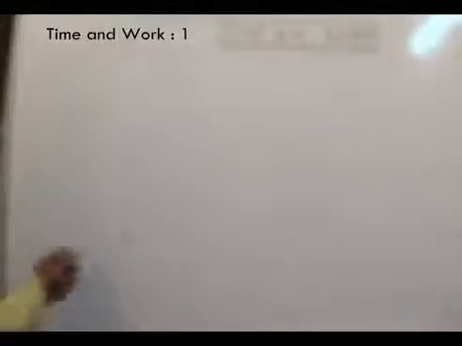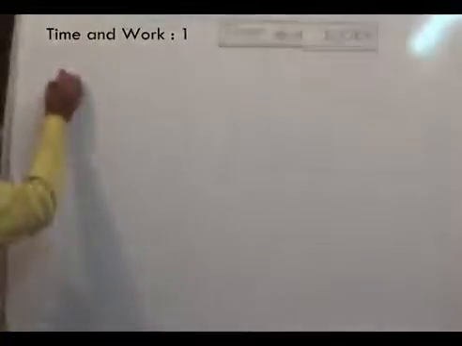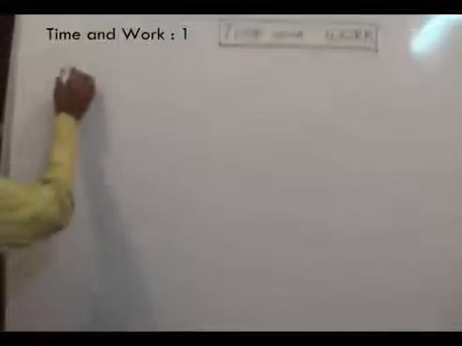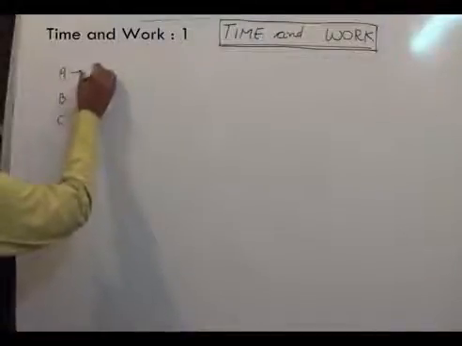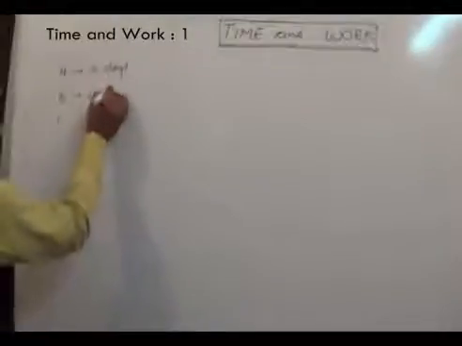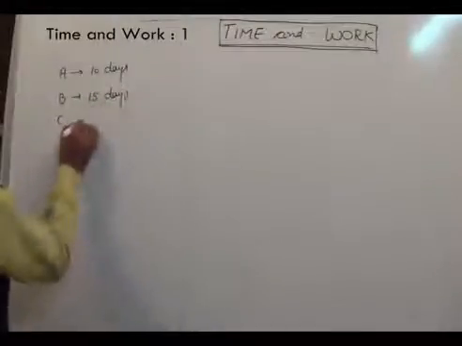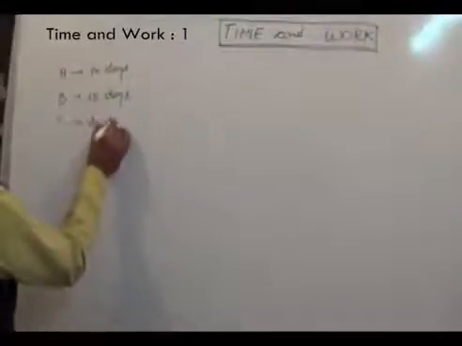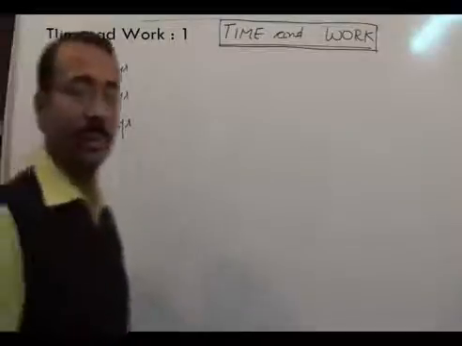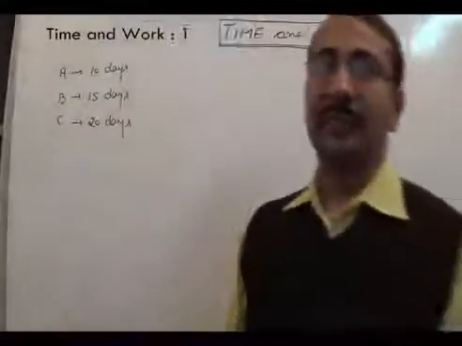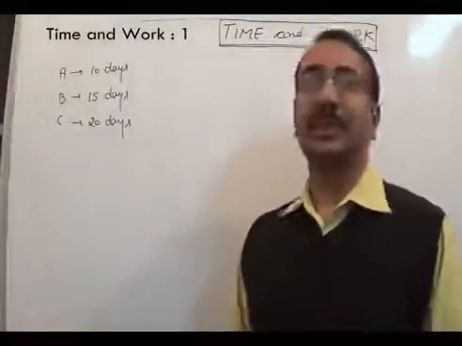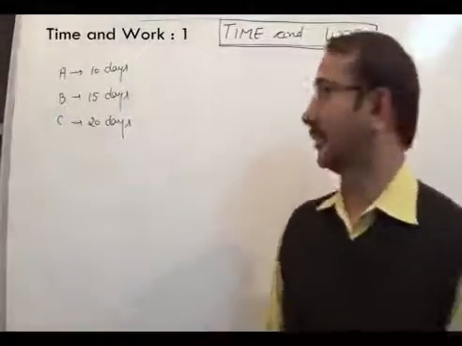For example, it is given that there are three persons, one is A, one is B and one is C. It is given that A can do a work in 10 days, B can do the same work in 15 days and C can complete the same work in 20 days working alone. Means if A works, he individually can do the work in 10 days. If B works, he can do the same work in 15 days. And if C works, he can do the same work in 20 days.